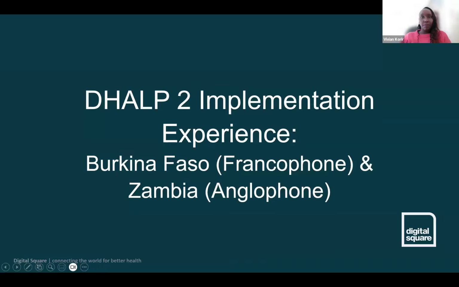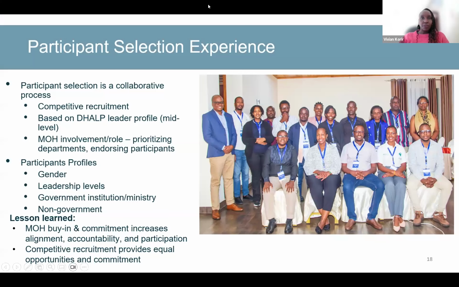So at this point, we'll delve a bit into the implementation experience. We'll look at the experience in implementing in these two countries. As mentioned, this is a current implementation. We started in April and we'll be finishing in September. So my colleagues from Zambia and Burkina Faso will share based on how far we've implemented to this point. So I'll invite Moses to pick up from here.